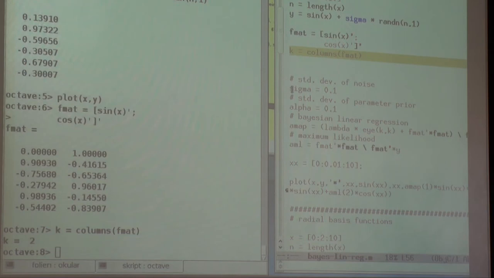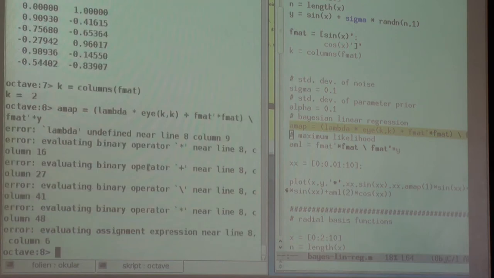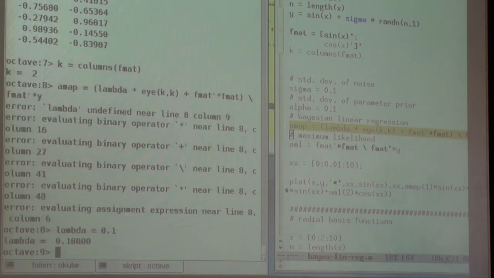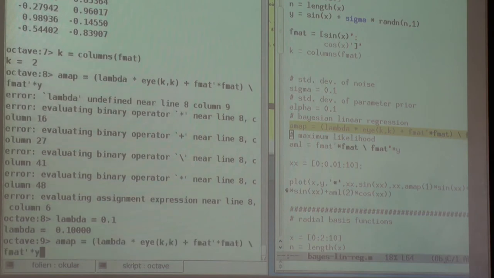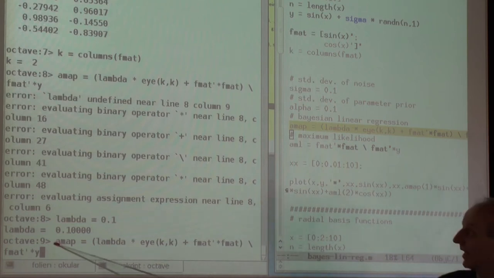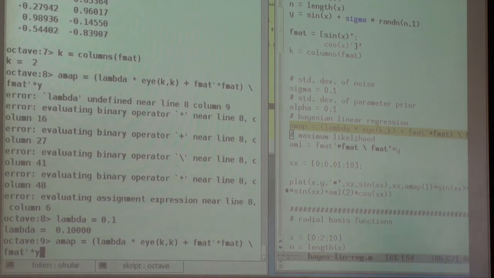And now we do have this sigma alpha. And now this formula, let's look at this. Lambda times, oh, lambda is undefined. Lambda equal to 0.1. And now do it again. Let's look at this formula before. A MAP. We determine the vector A with our coefficients, and MAP stands for maximum a priori probability. That's what we did when we did the Bayesian linear regression.